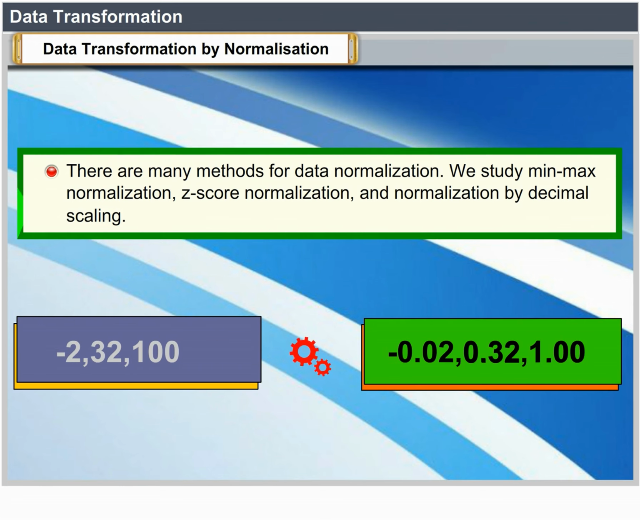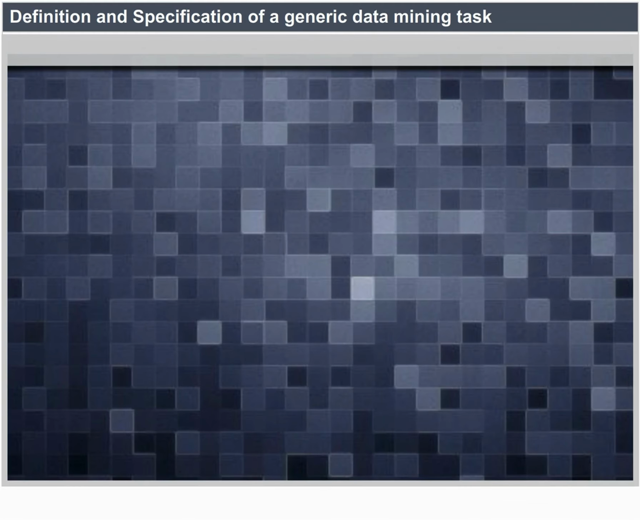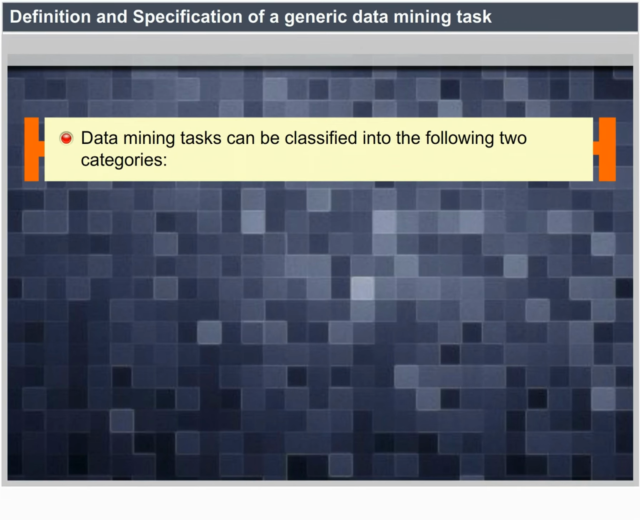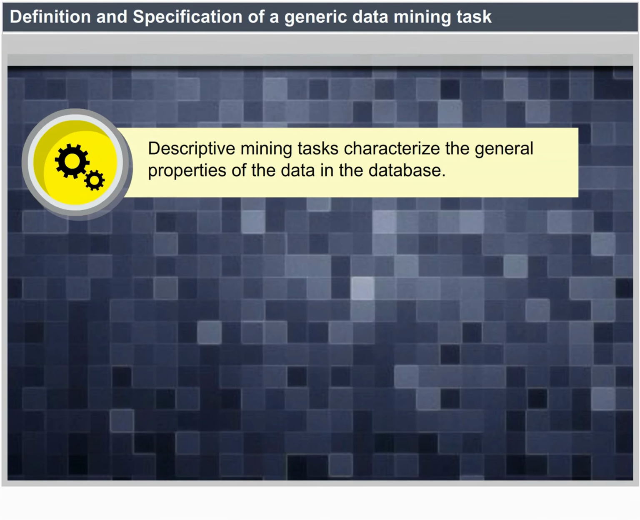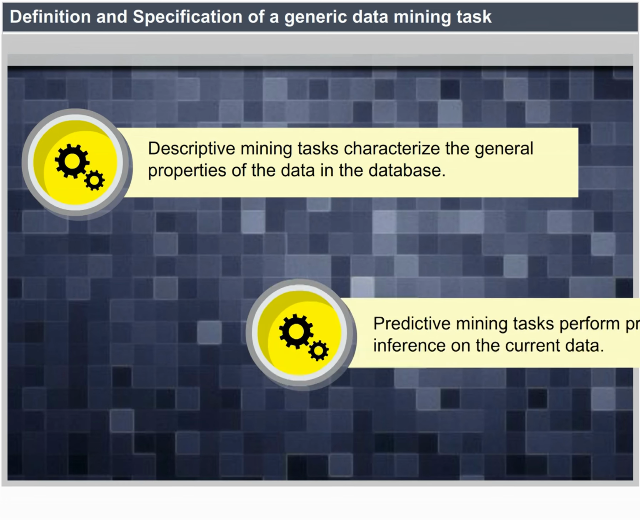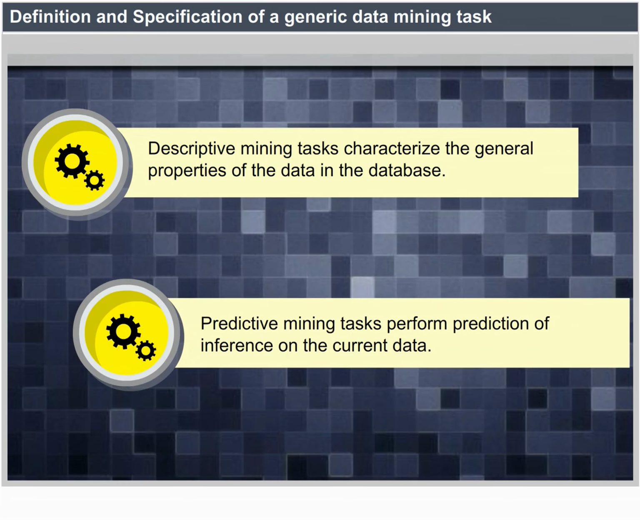Definition and specification of a generic data mining task. Data mining tasks can be classified into two categories: descriptive and predictive. Descriptive mining tasks characterize the general properties of the data in the database. Predictive mining tasks perform inference on the current data in order to make predictions.